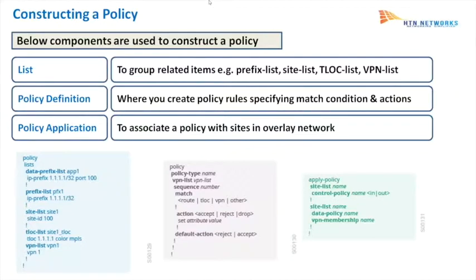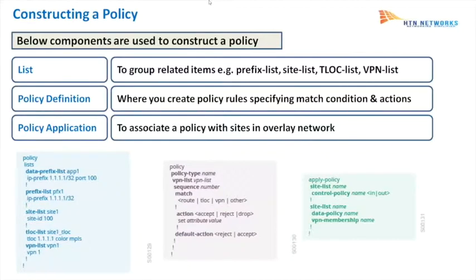Then you can see the second option, which is the site list, and there is a site ID which is 100. So when you apply this policy, it will impact only the site 100 routers, and it won't impact any other site. And then you have a TLOC list, so you can define a TLOC which is showing the system IP, color and the encapsulation. And then the VPN list, it's showing you VPN 1. So this policy will impact only VPN 1.